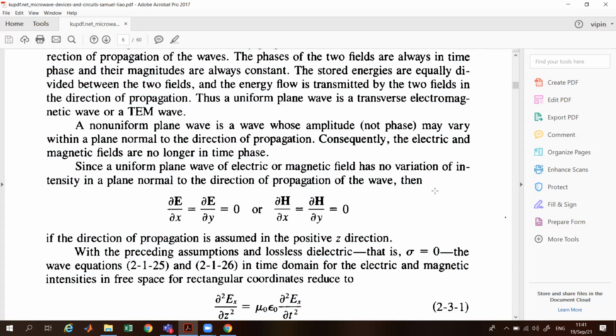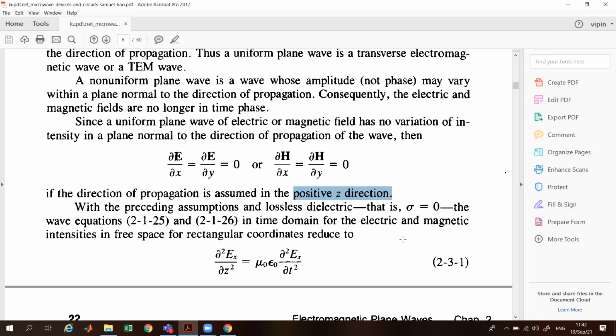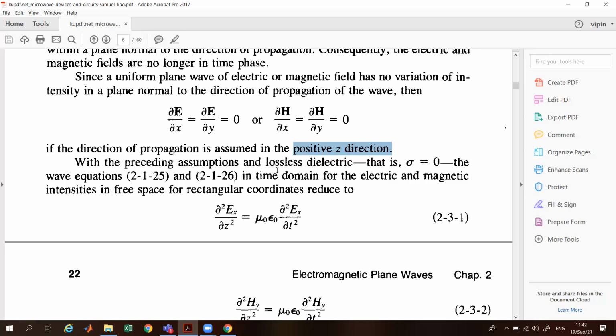Why is this so? The electric and magnetic fields are varying only in the direction of propagation. They are constant in the remaining two directions, if the direction of propagation is assumed to be the positive z direction. So with the preceding assumptions and a lossless dielectric, that is sigma equals 0, the wave equation in time domain for the electric and magnetic field intensity in free space for rectangular coordinates reduces to this.